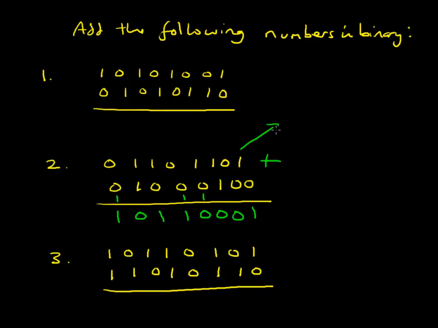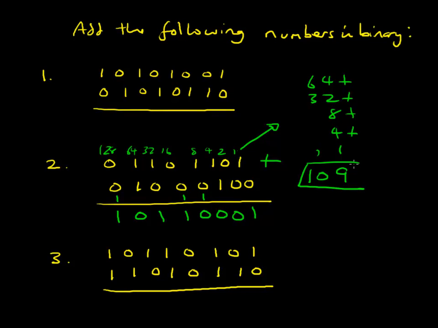So this number here, and remember 1, 2, 4, 8, 16, 32, 64, and 128. So we've got 64 plus 32 plus 8 plus 4 plus 1. So 6, 10, 18, 19. Carry the 1. 6, 9, 10. So that is 109. And the second number that we've got is 64 plus 4, which is 68.